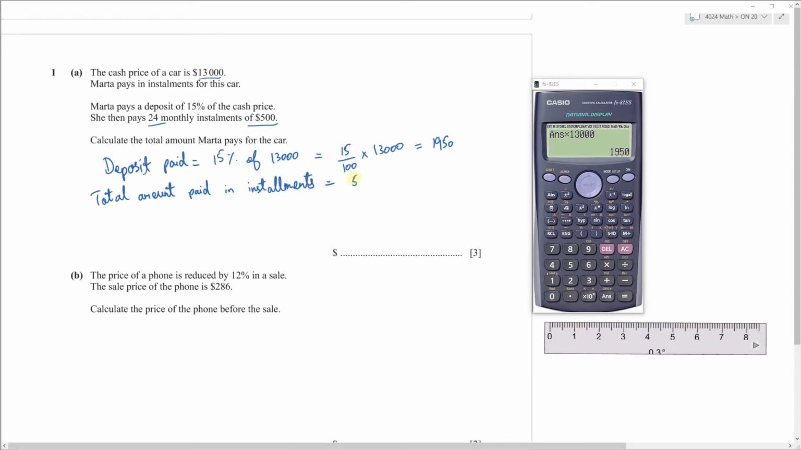So each installment is $500 and she pays 24 installments. So 500 multiplied by 24, 12,000. So total amount paid will be the deposit 1950 plus 12,000. So this is $13,950 is the total amount Marta pays for the car.